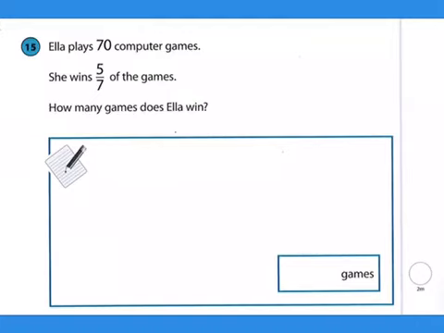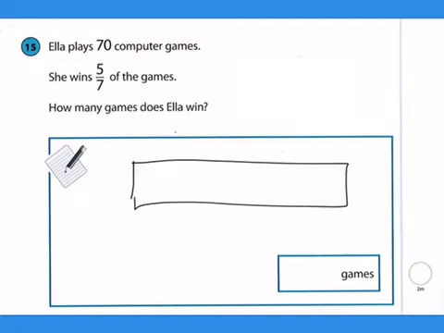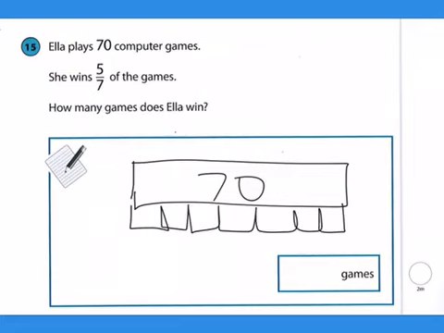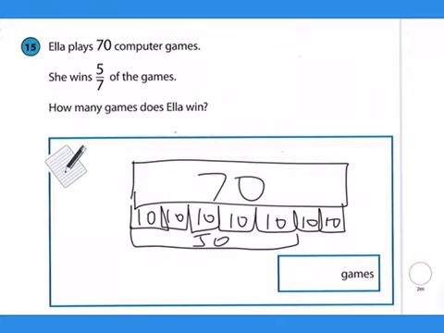Ella plays 70 computer games and she wins 5/7 of the games. Right, so 70, if we split that into 7, each one's going to be worth 10, isn't it? Because 7 10s make 70. So 5 of those 7ths is going to be 5 of those, which has to be 50 games.